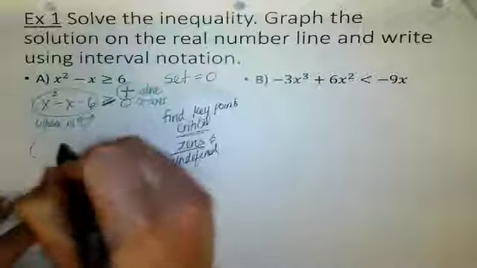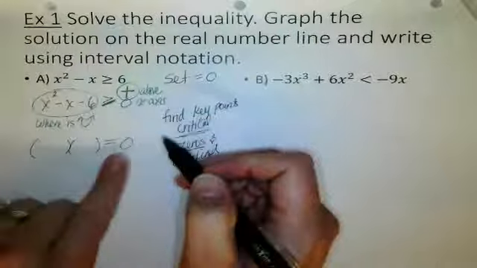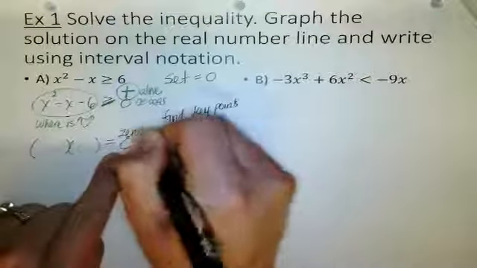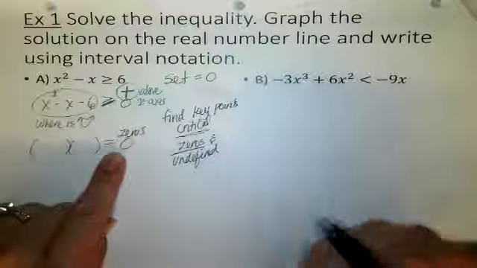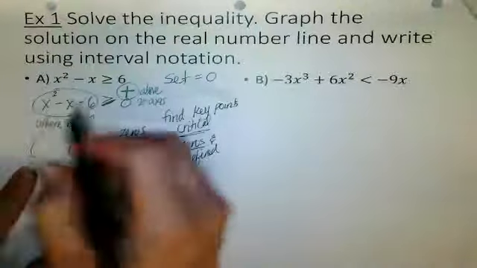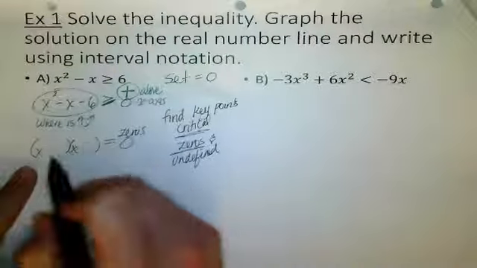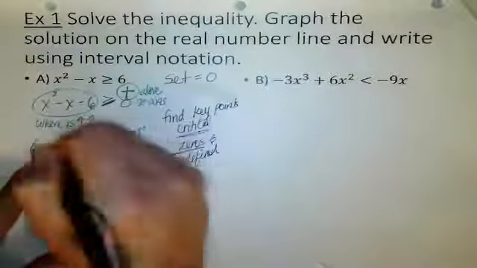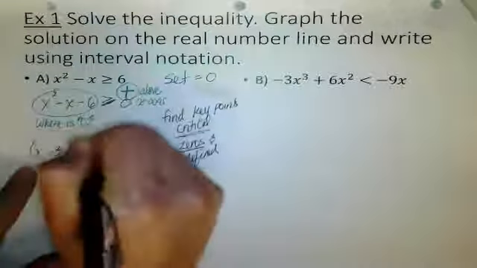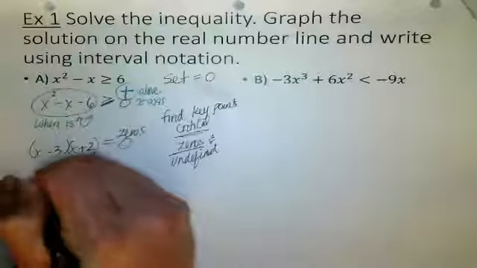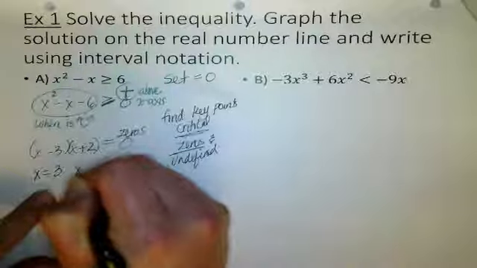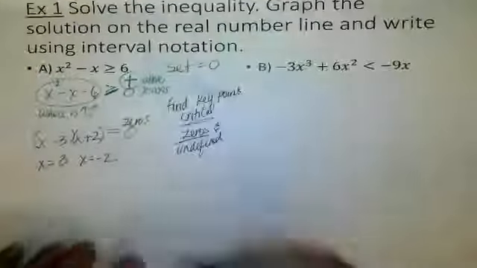So I'm going to factor this and find where it's equal to 0, which will find our zeros for us. X times x is x squared. What times what is negative 6? Negative 3 and positive 2. So we have zeros at x equals positive 3 and x equals negative 2.